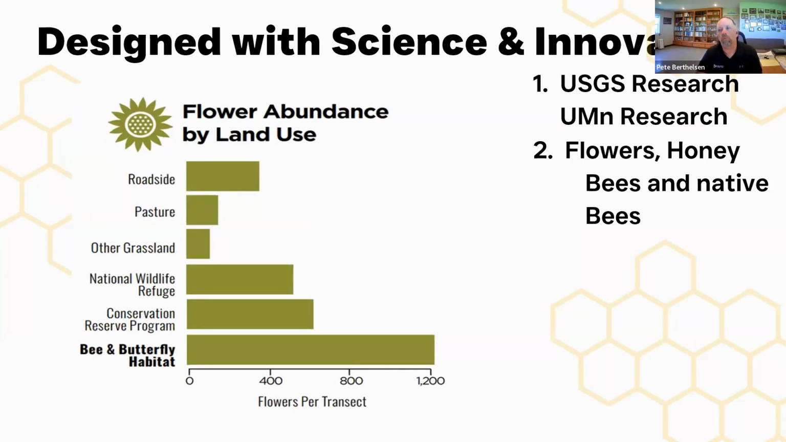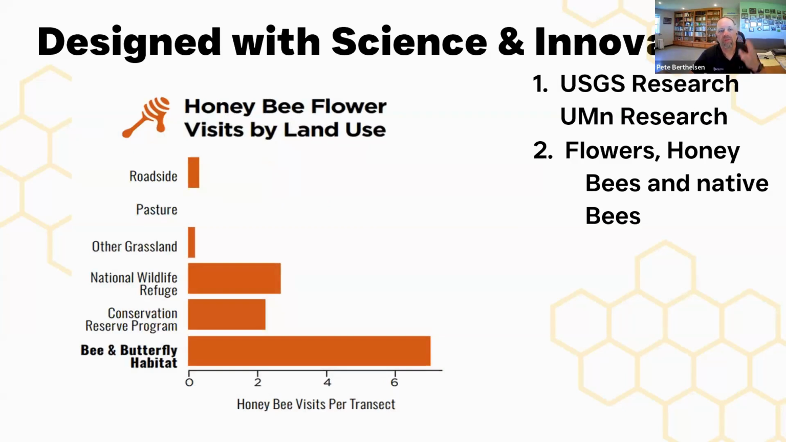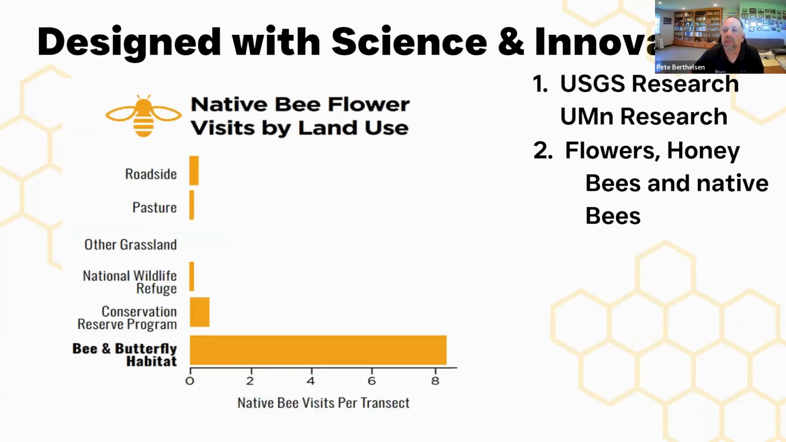The first is that when they compared bee and butterfly habitat fund seed mixtures to everything on the landscape, other conservation program plantings, roadsides, pastures, grasslands, state wildlife management areas, national wildlife refuge areas, they found that bee and butterfly habitat fund seed mixtures had twice the number of flowers than anything else out there, that we had 3 times the number of honeybee visits and 8 times the amount of native bee use compared to everything else that was on the landscape.